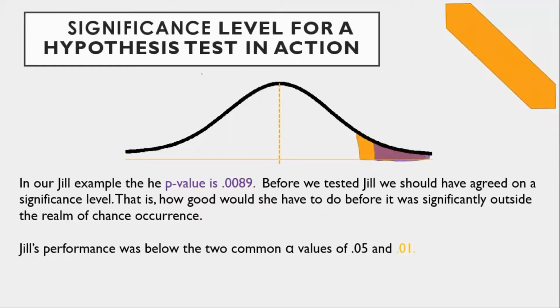So in our example, in purple here, you'll see our p-value represented on our picture. You can see it is the 0.0089. I've shaded about 0.9% of the area under this curve, purple. But before we did the experiment with Jill, we should have made this agreement on the significance level, right? What does she need to do to prove to us that she's reading our minds? Well, here you can see that her performance, again, is below those two standard values. If I shade the area under the curve in yellow, and it's kind of layered on top there, we'll see that there is more yellow than purple, right?